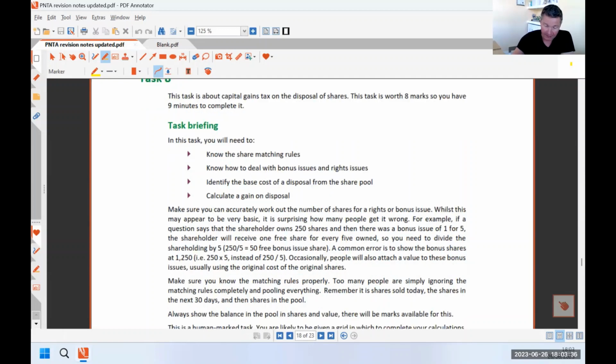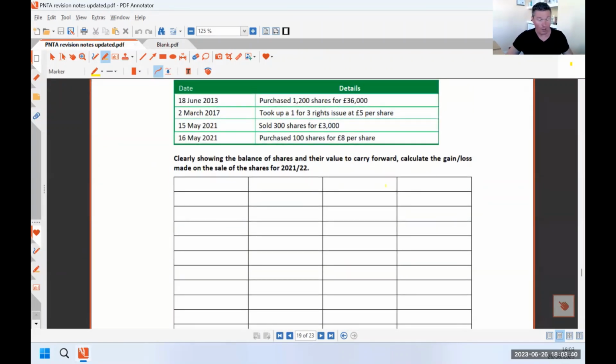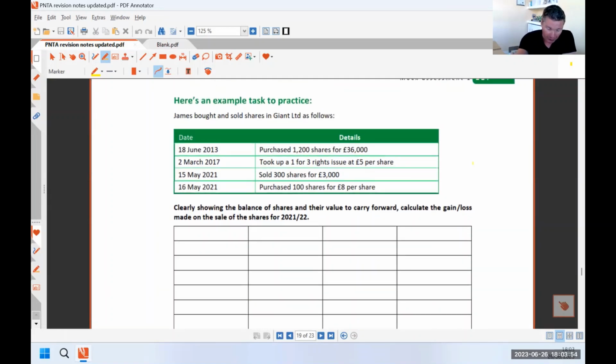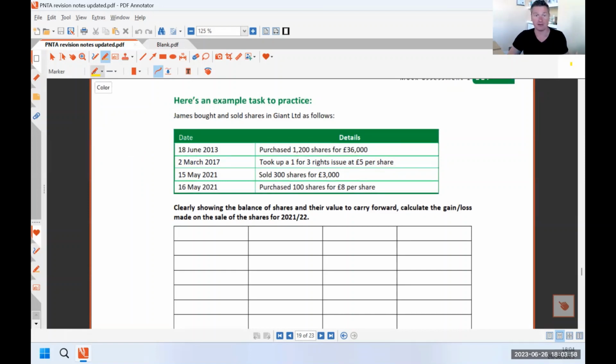So task 8 is going to be a share pool. Without a, well, it's not a shadow of a doubt, it is going to be a share pool. But almost certainly, one of the things they're going to be testing in this share pool are the matching rules. So here we've got James bought some shares in Giant Limited. So we've got some transactions, and you know what you're going to have to do. You're going to have to calculate the disposal and set up the share pool. There's no way you're not going to get one without a share pool.